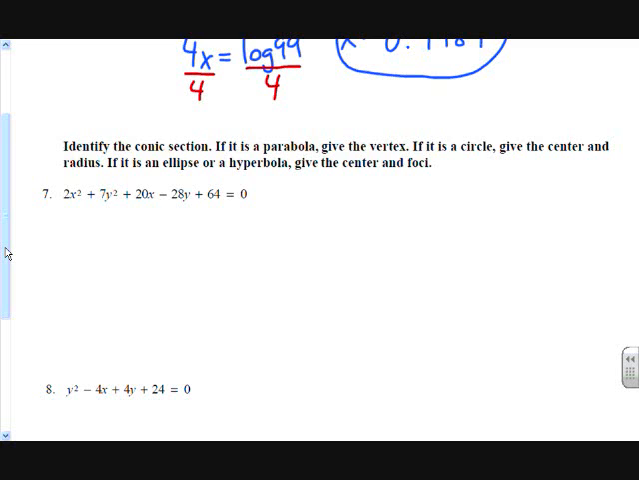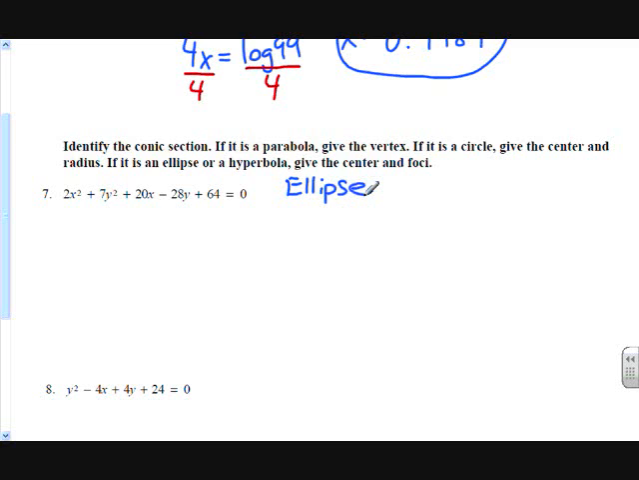All right, so for this one, I want to identify the conic section first. It's got two quadratic terms, so that means it's not a parabola. So I look at the coefficients. They're not exactly the same, so it's not a circle. But they do have the same sign. They're both positive, which means this thing is going to be an ellipse. Okay, so now I know that this is an ellipse.